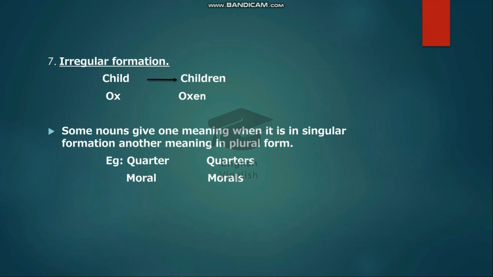Last one, irregular formation. There are some nouns for which we cannot follow the discussed rules to make the plural formation of the singular nouns. So on such occasions we have to learn by heart or keep in mind such words. Child, children. Ox, oxen, etc.